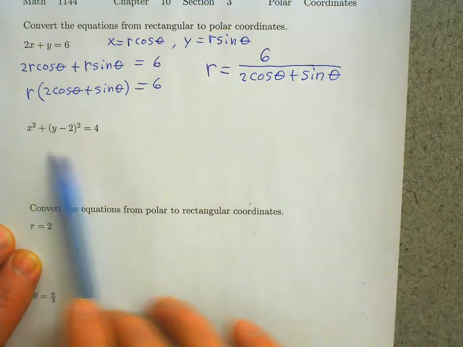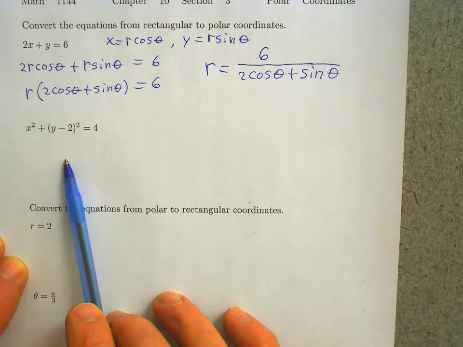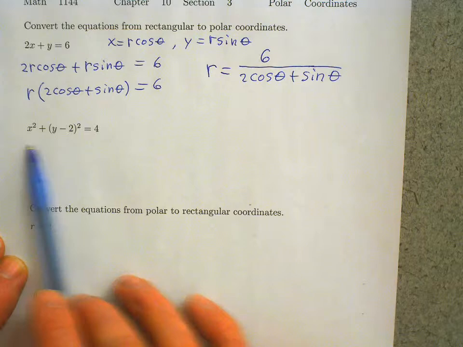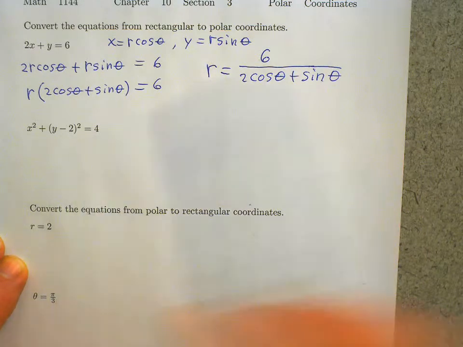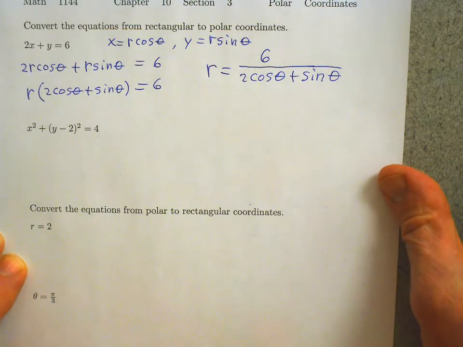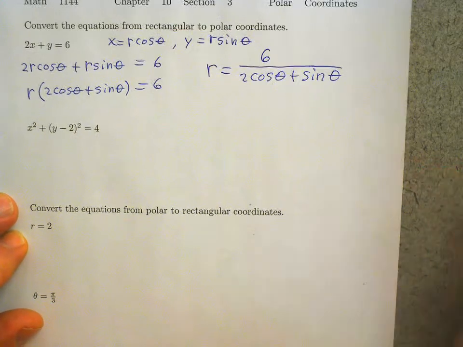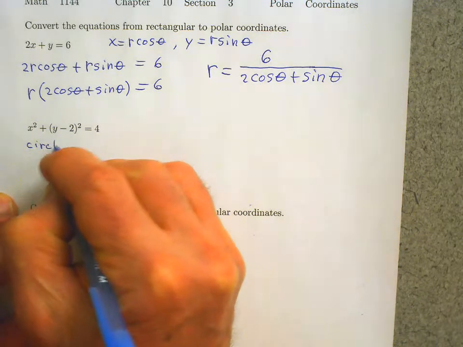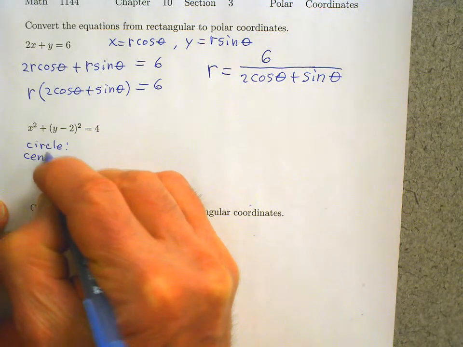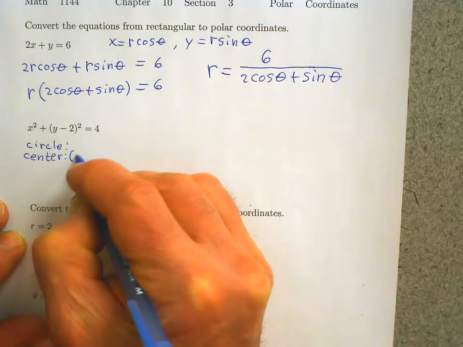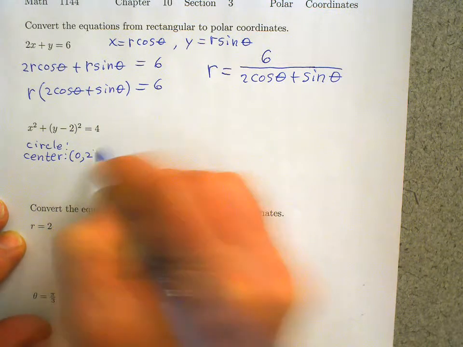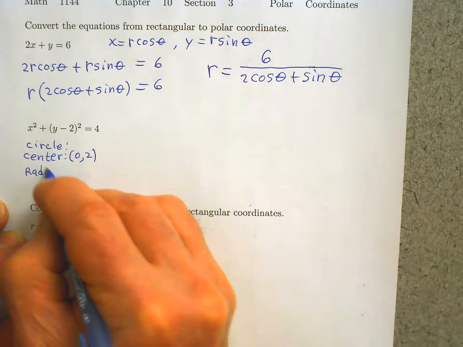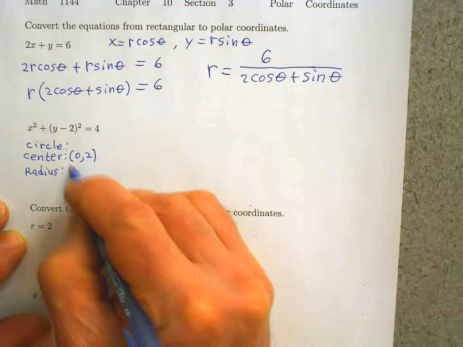Okay, convert this equation to polar coordinates. You'll recognize this. This is the standard form of an equation for a circle. So this is just a circle. The center is the ordered pair 0 for x and 2 for y, and the radius is the square root of 4, or 2.